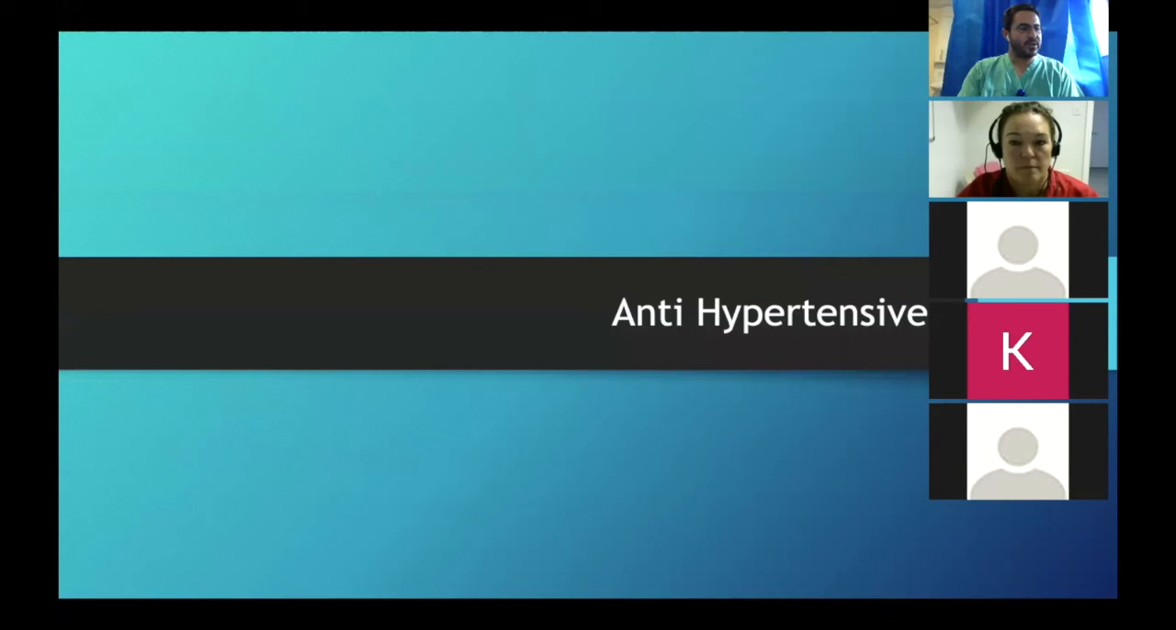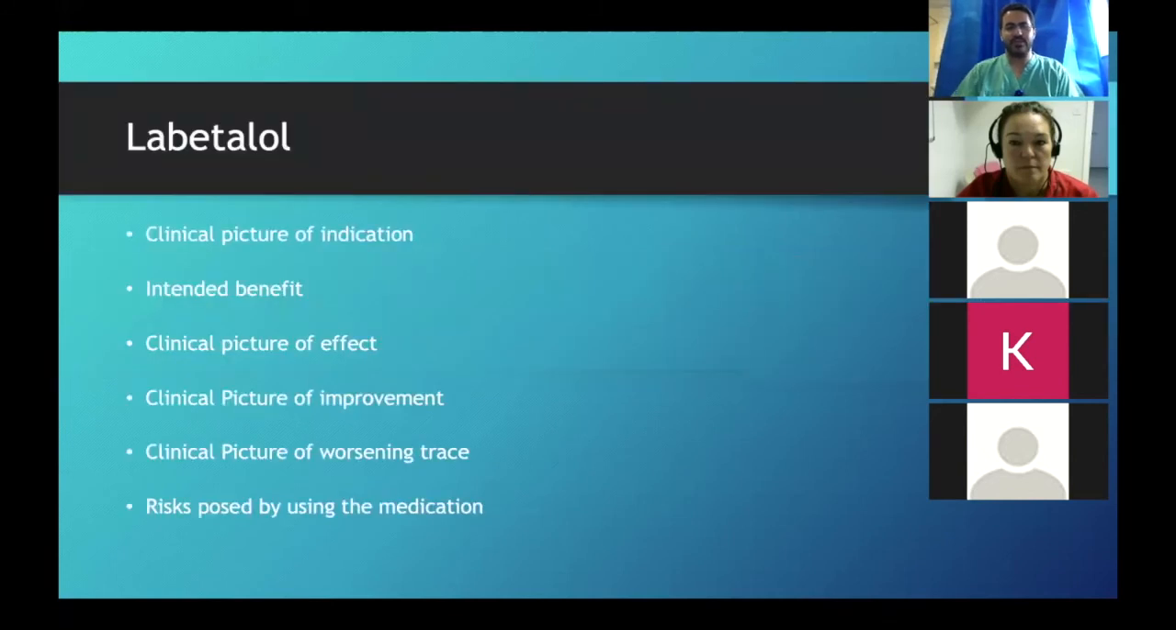So I'm mindful that we're overrunning a bit. So let's talk about antihypertensives. Number 1 line drug for antihypertension is labetalol. Is that correct? That is our first line medication according to NICE guidelines. Is that correct? Yeah. Okay.